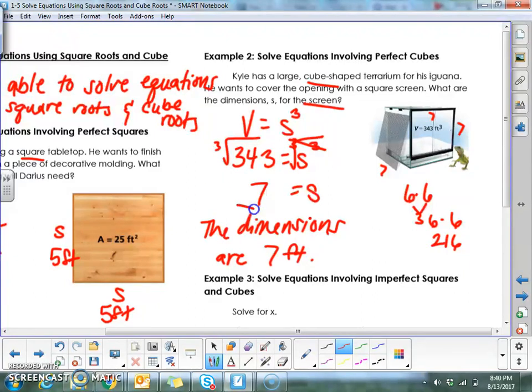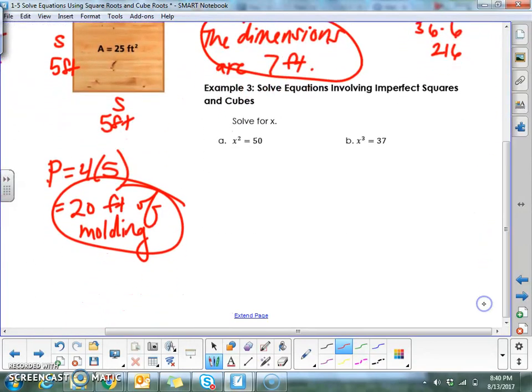And that's all you got to do for that one. And finally, solving equations that involve imperfect squares and cubes. So these are ones that you cannot find the perfect square or the perfect cube. So it's going to be solved the same way.